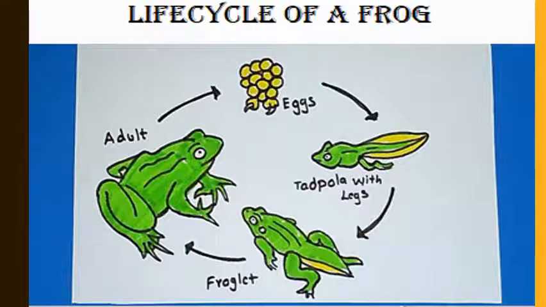So as we know that a frog is an amphibian animal, that means it can easily live on the land as well as in the water. So when this frog is in the water, it breathes through its moist skin, and when this frog is on the land, it breathes through its lungs.